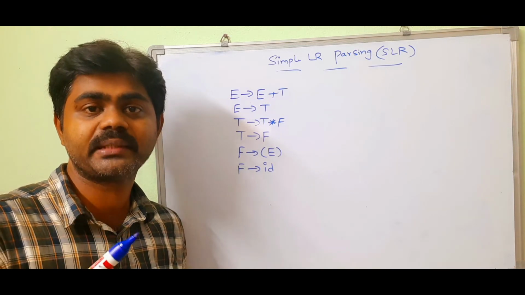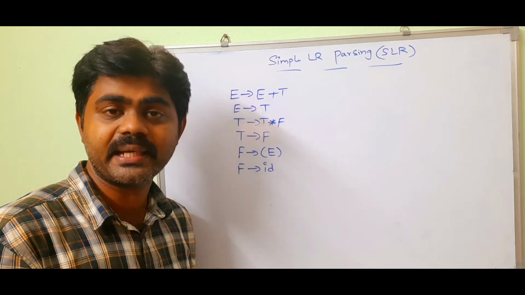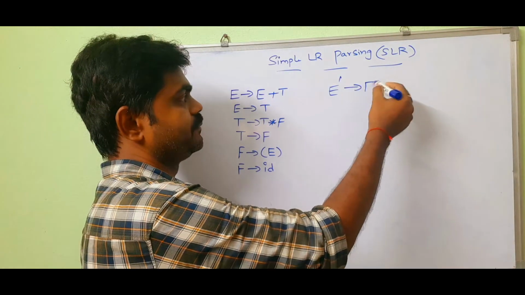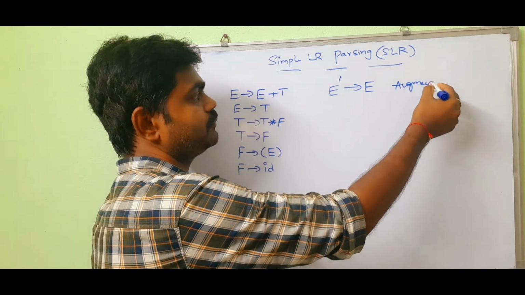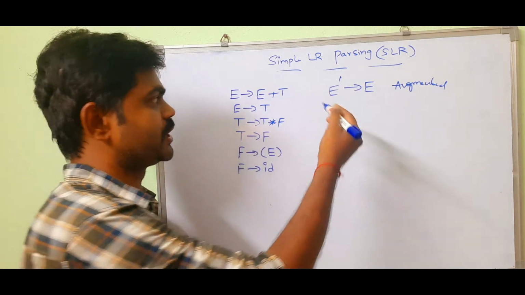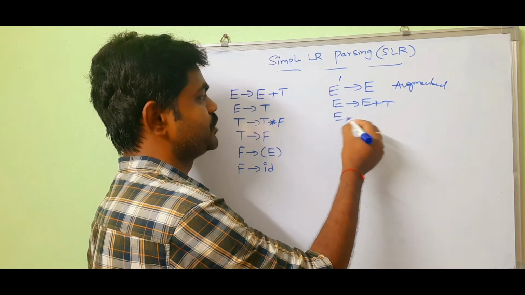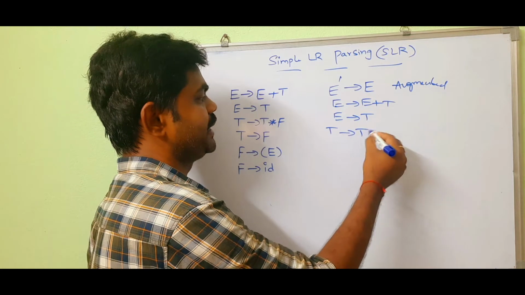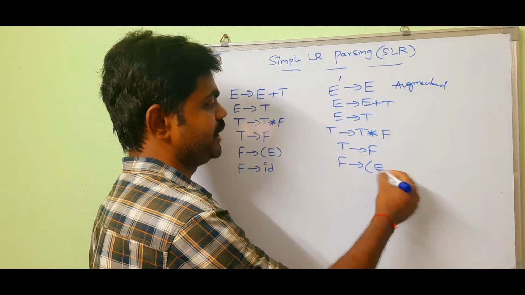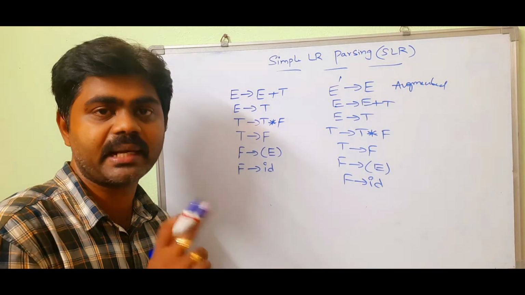And what is the kernel item over there? Placing the dot is our kernel item. So here my starting symbol is E, so I will generate E dash tends to E. E dash tends to E is my augmented grammar. Now what are the remaining grammar rules here? E tends to E plus T, E tends to T, T tends to T into F, T tends to F, F tends to E, F tends to id. So we start with the augmented grammar.